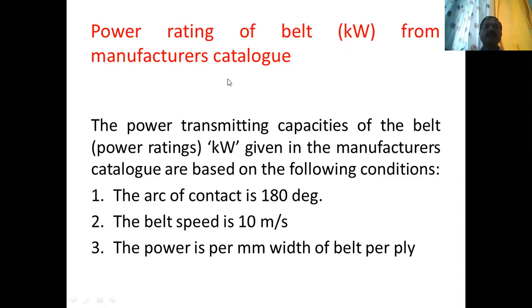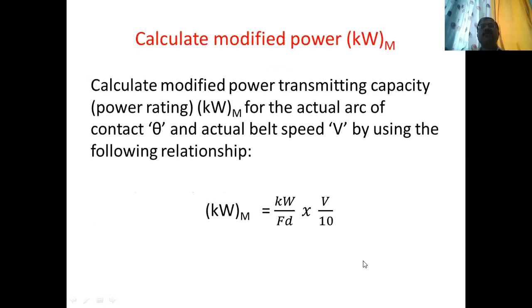See here, again I will repeat that the power rating of belt in kilowatt will be directly obtained from the manufacturer's catalog, and this value which is given in the manufacturer's catalog is based on the arc of contact of 180 degree, belt speed of 10 meter per second, and this power is per mm width, that is 1 mm width of belt per ply. Then we will go for calculation of modified power.